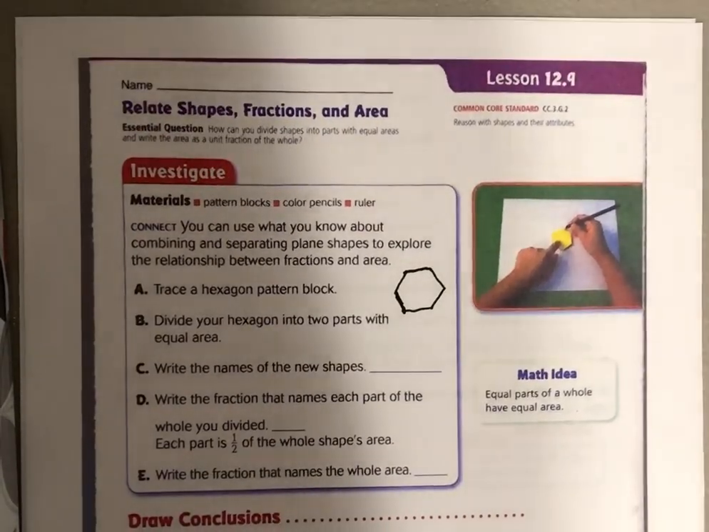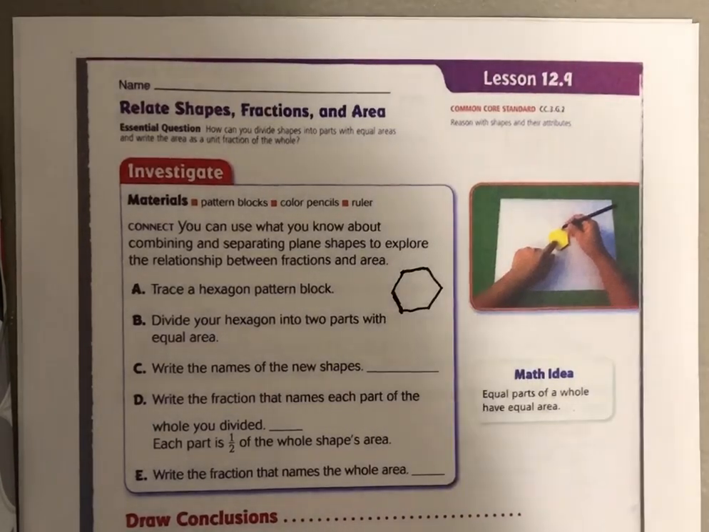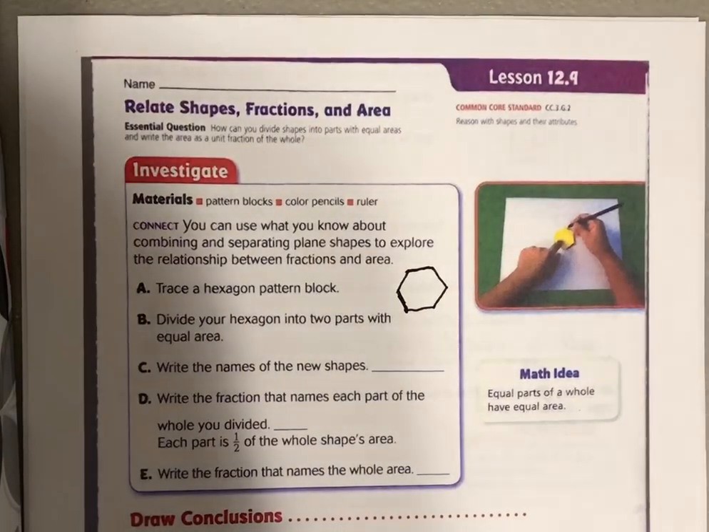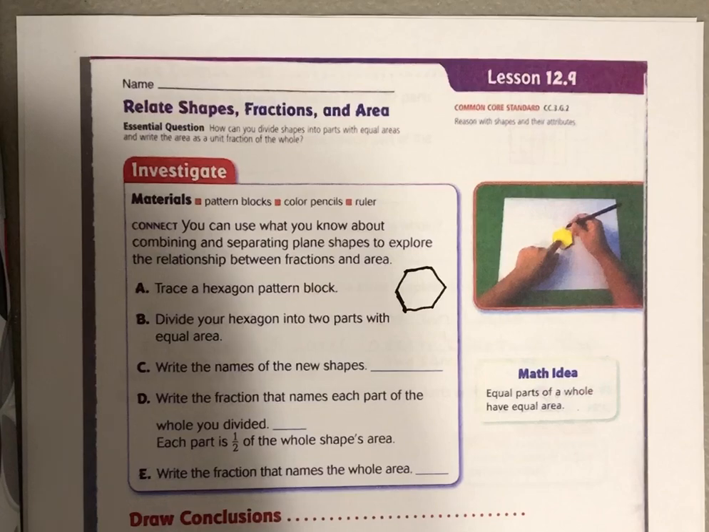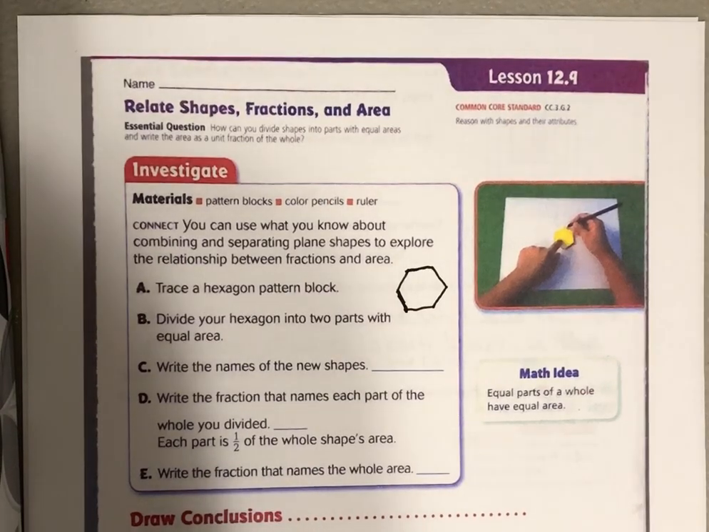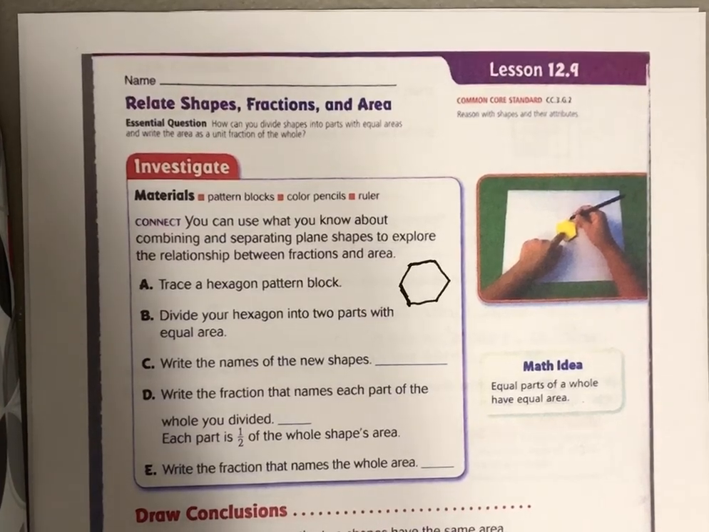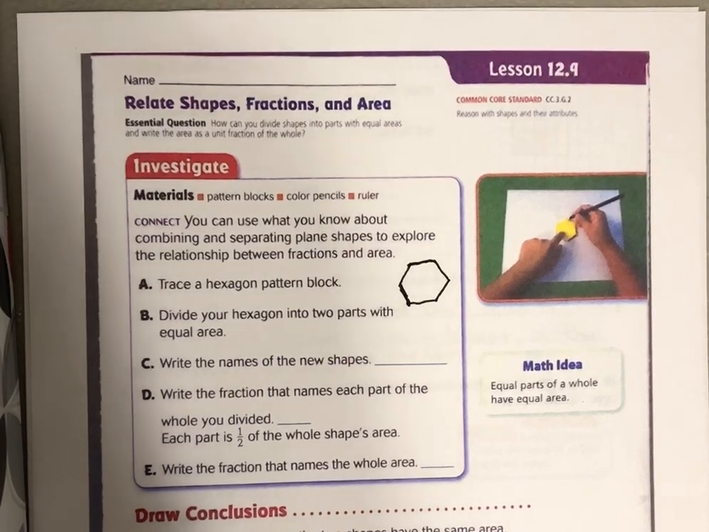Lesson 12.9 relates shapes, fractions, and area. Essential question: how can you divide shapes into parts with equal area and write the area as a unit fraction of the whole? Investigate. Connect. You can use what you know about combining and separating plane shapes to explore the relationship between fractions and area.